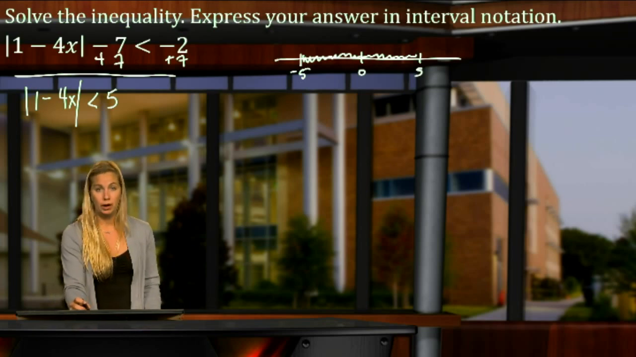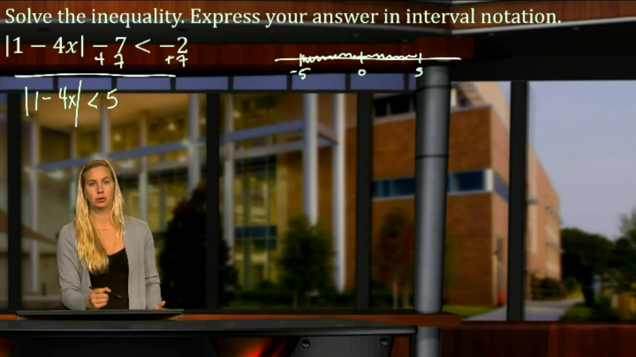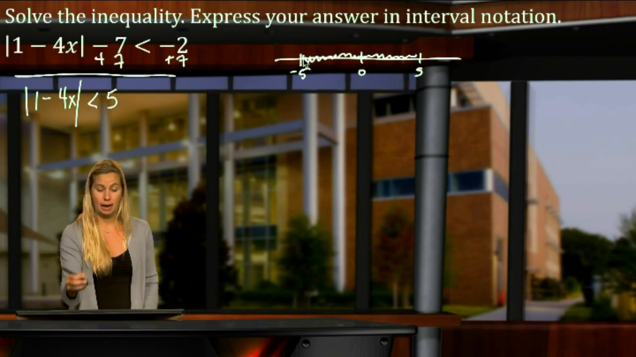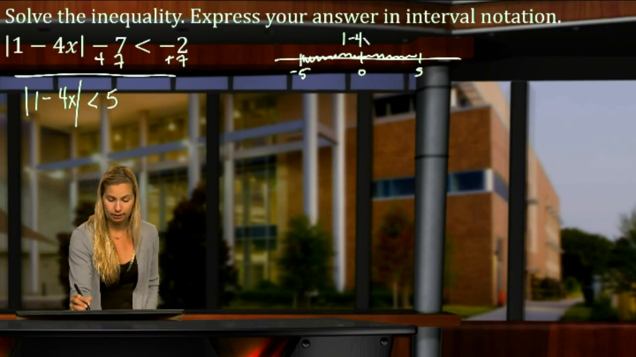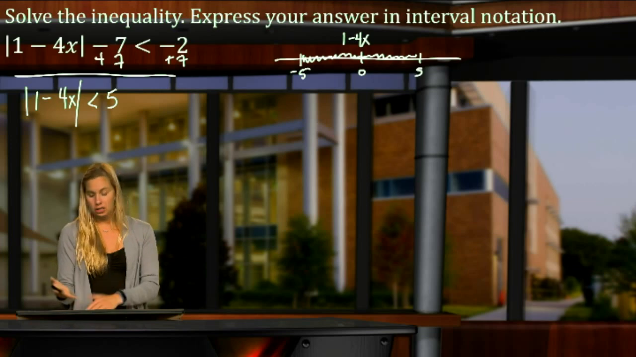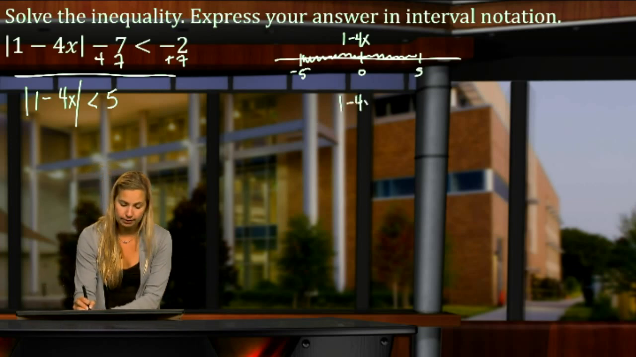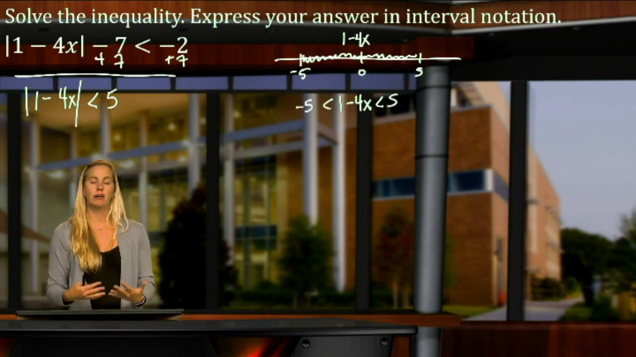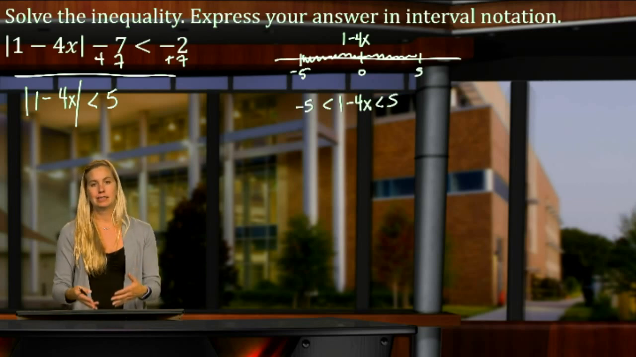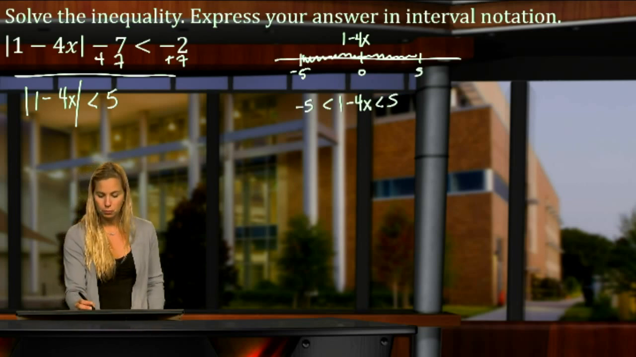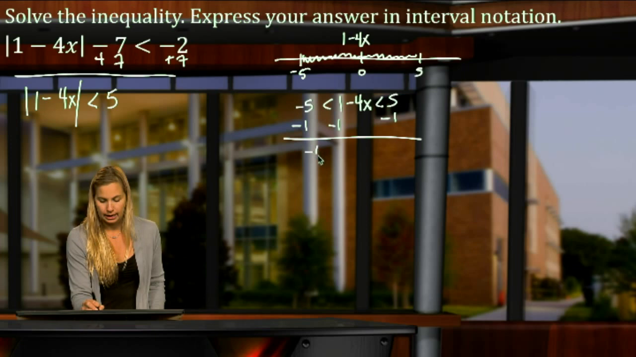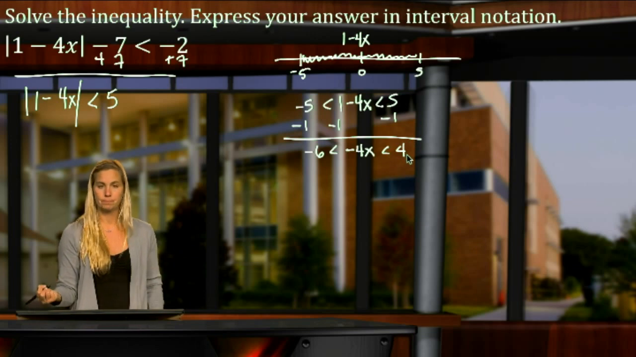Look at some samples. 1 is fewer than 5 units from 0. Negative 4 is fewer than 5 units from 0. So this entire shaded region represents what could be inside the absolute value bar. It represents the 1 minus 4x. What this illustrates is that 1 minus 4x is between 5 and negative 5. And that's how we can use this idea of what absolute value represents to set up our inequality that we can solve. From here, we're going to subtract 1 from all sides. Negative 5 minus 1 is negative 6, is less than negative 4x, is less than positive 4.